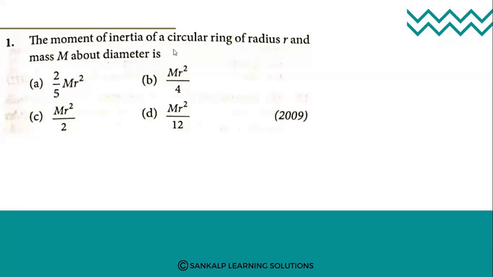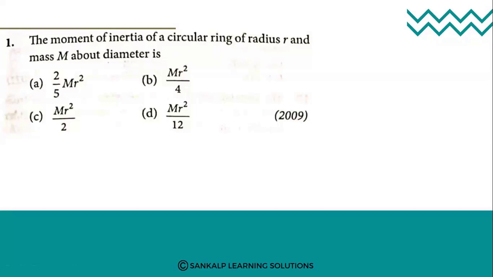Here it is a direct question. You will get a list of moment of inertia formulas for the different shapes of bodies. Here in this question, they are asking it for the circular ring. What is the moment of inertia for the circular ring of radius r and mass m about the diameter? If anybody knows, you can tell me. The options are 2 by 5 mr square, mr square by 4, mr square by 2, mr square by 12.